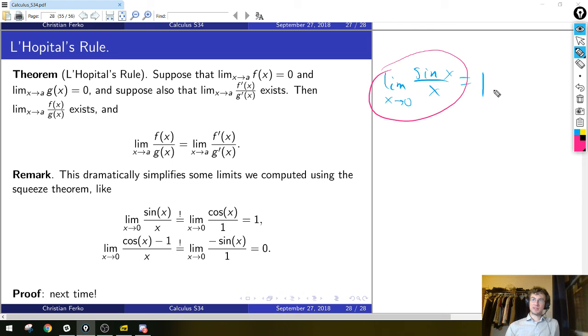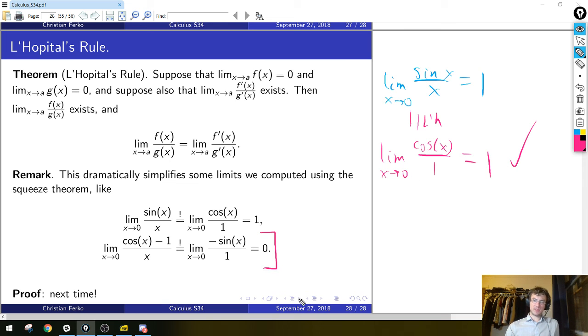You just look at the left side and say, well, top and bottom go to 0. Sine of 0 is 0, and x at x equals 0 is 0. So by L'Hopital, this is the same as the limit as x goes to 0 of the quotient of the derivatives. So what's the derivative of sine? Well, that's cosine. What's the derivative of x? Well, that's 1. And now we don't have any problem because this is continuous. So you can plug in: cosine of 0 is 1. So you're done in one step. You don't have to use the squeeze theorem. You just take the derivative of the top and bottom, and it's much faster.